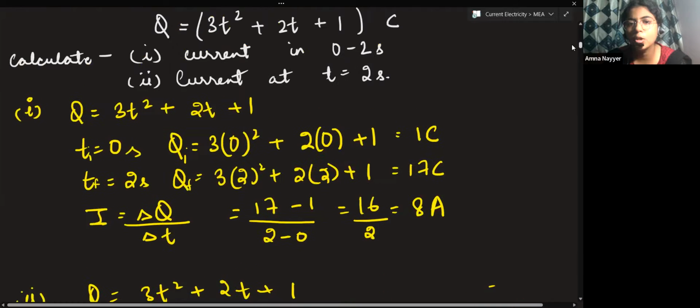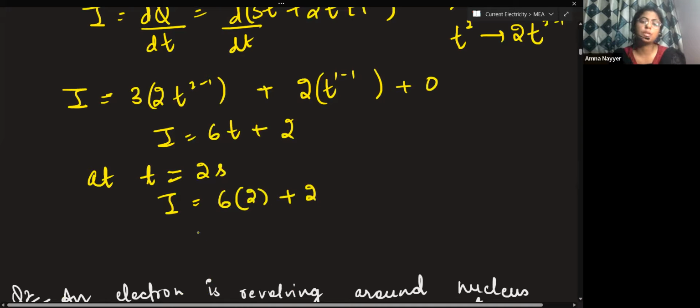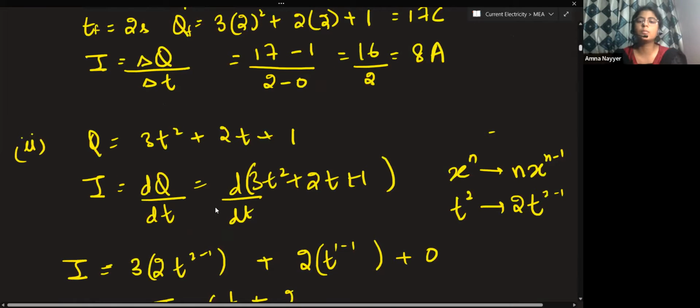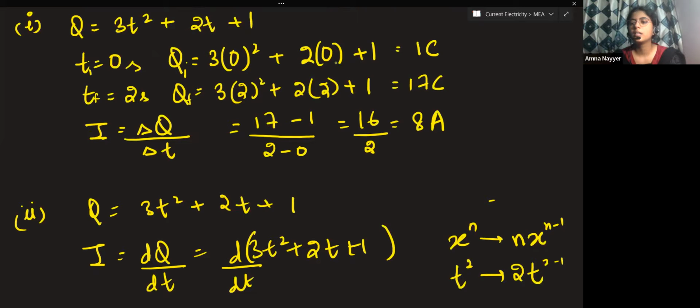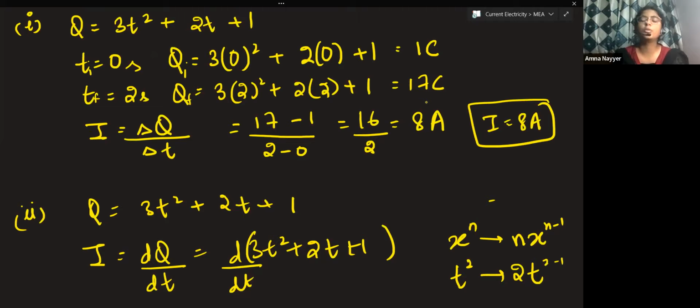Now, what is the time given to us for the second part? It's 2. Calculate at 2 seconds. So at t equal to 2 seconds, put t as 2: 6 into 2 plus 2. So current becomes 12, 13, 14. 14 amperes. So this is the answer for the second part, where a specific time was given. 8 amperes is the answer for the first one. So note this down, then we'll do more questions on it.